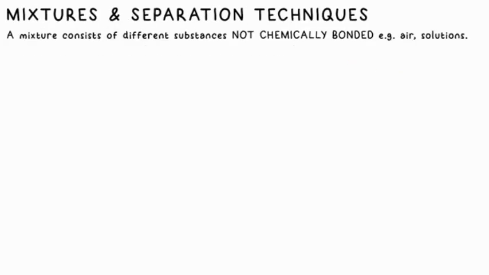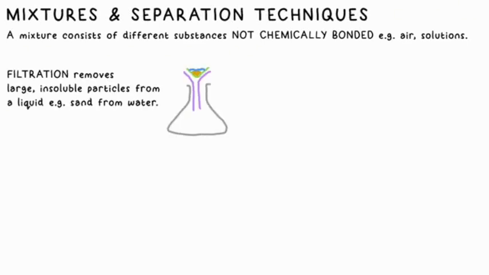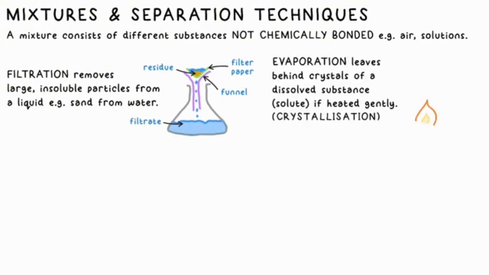A mixture is any combination of any different types of elements and compounds that aren't chemically bonded together. For example, air is a mixture of oxygen, nitrogen and more. Solutions are mixtures too, like salt water, a mixture of water and sodium chloride. You can separate large insoluble particles from a liquid using filtration, like sand from water, as sand can't dissolve. Crystallization can leave a solute, that's the solid dissolved in a liquid, behind after you evaporate the solvent from a solution, like salt from water.